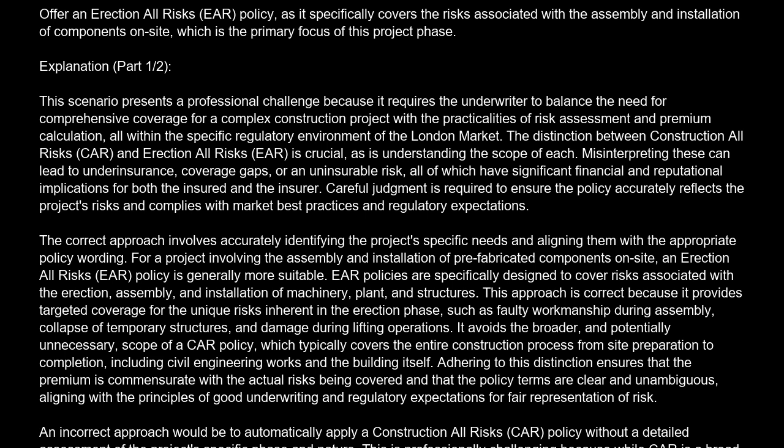Explanation. This scenario presents a professional challenge because it requires the underwriter to balance the need for comprehensive coverage for a complex construction project with the practicalities of risk assessment and premium calculation, all within the specific regulatory environment of the London market. The distinction between construction all-risks (CAR) and erection all-risks (EAR) is crucial, as is understanding the scope of each. Misinterpreting these can lead to underinsurance, coverage gaps, or an uninsurable risk, all of which have significant financial and reputational implications for both the insured and the insurer.